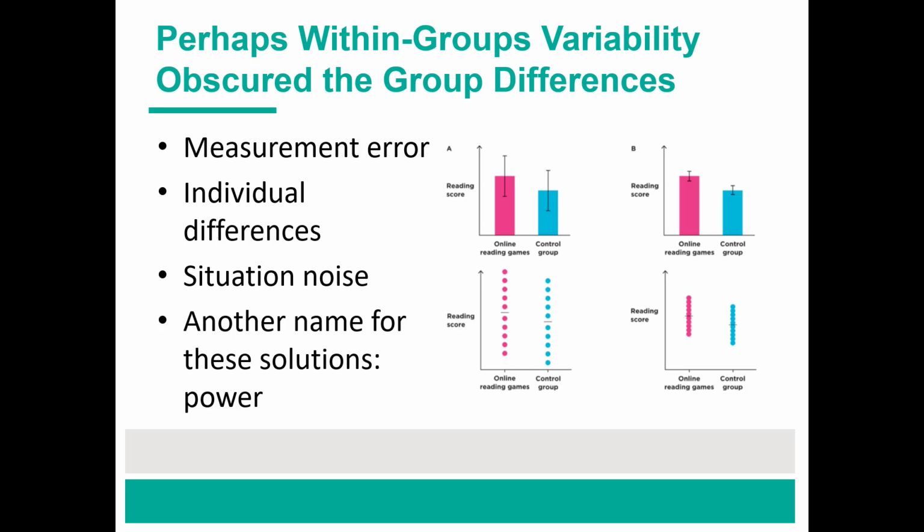Another cause of a null effect might be that there is too much within groups variability, also known as noise, error variance, or unsystematic variance. Having too much noise can get in the way of detecting between group differences. If you look at the 2 graphs, you will notice that the within groups variability is larger in graph A than in graph B. You can see this by examining the length of the error bars in the bar graphs, or by examining the spread of the individual scores in the scatter plots. Notice how having more within groups variability obscures the group differences. Let's look at the different causes of too much variability within groups: measurement error, individual differences, and situation noise.